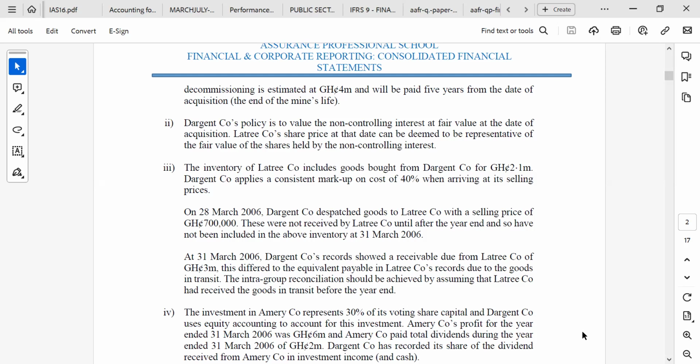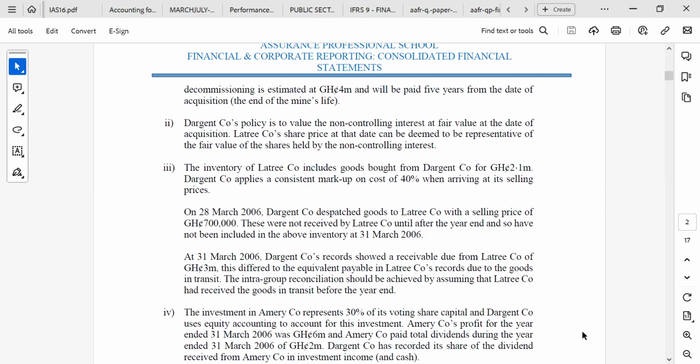If the goods have been dispatched, the parent will record this transaction as what? They are not receiving cash. Sales. Credit sales. They will credit sales and debit what? Receivables. Okay, so they are going to be debiting receivables and crediting sales. So if they are crediting sales, it means that they are assuming that all the goods have been sold.